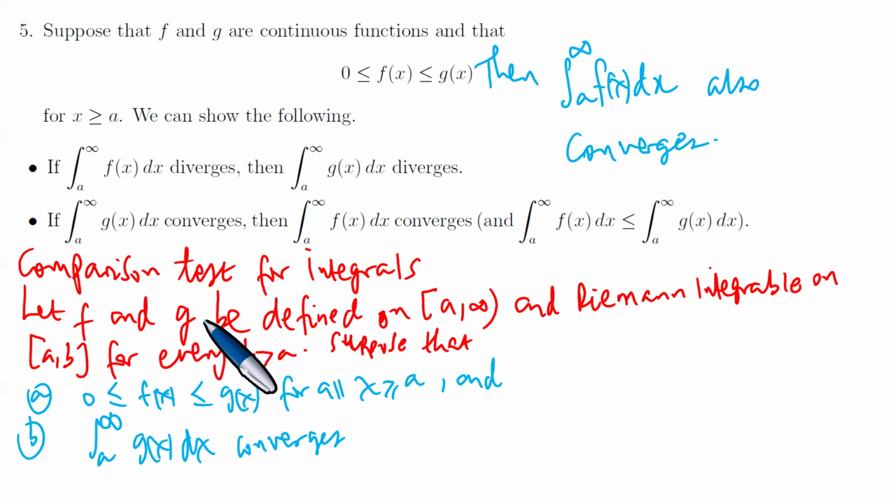Okay, let's look at the comparison test for integrals. So we let f and g be defined on the interval from a to infinity and Riemann integrable on a to b for every b bigger than a. Suppose that f is below g for all x greater or equal to a, and the integral from a to infinity of g of x dx converges. We are then saying if f is below g and g's integral converges, then because g is the biggest one, if the biggest one's integral converges, then also the smallest one converges.